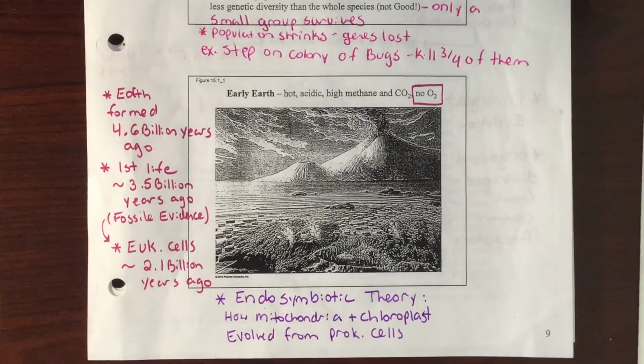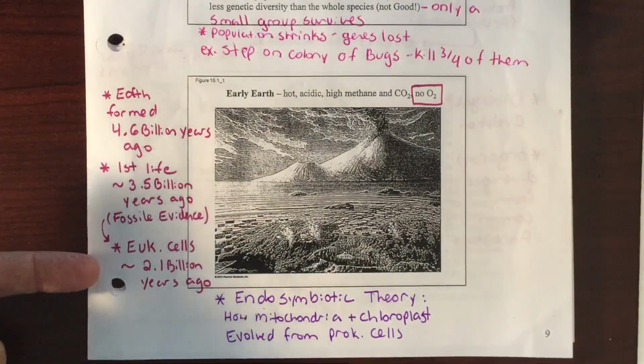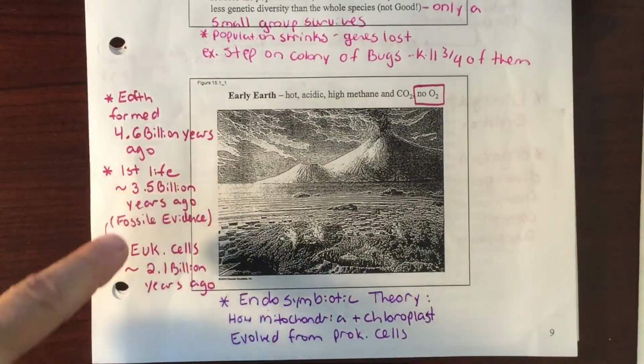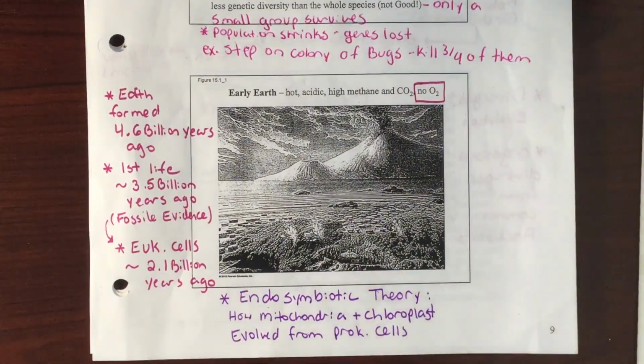Our first form of life came about 1 billion years later, so 3.5 billion years ago. We actually have microfossil evidence of particular bacteria from 3.5 billion years ago. As organisms evolve and change, about 2.1 billion years ago we go from prokaryotic cells to eukaryotic cells. They have a nucleus, mitochondria, and chloroplasts, and it brings us to the endosymbiotic theory by Lynn Margulis, who asked: how did we go from prokaryotic cells to eukaryotic cells? Where did we get those organelles from? That's what the endosymbiotic theory states.